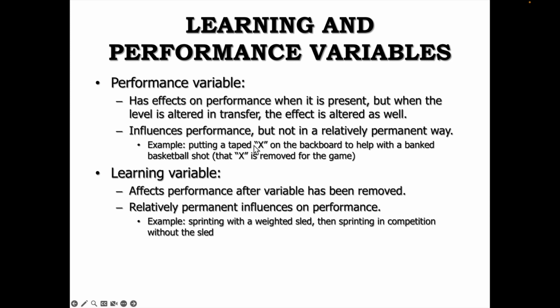So here's an example. Let's say I put a taped X on a backboard to help a basketball shooter with a banked basketball shot. That X gives the basketball players a target to shoot for to bank off the backboard. But in a game, that X won't be there. It will be removed during the game. So having that taped X there would be an example of a performance variable. When it's there, it helps with performance, but when it's changed, meaning removed in this case, the effect is altered as well.